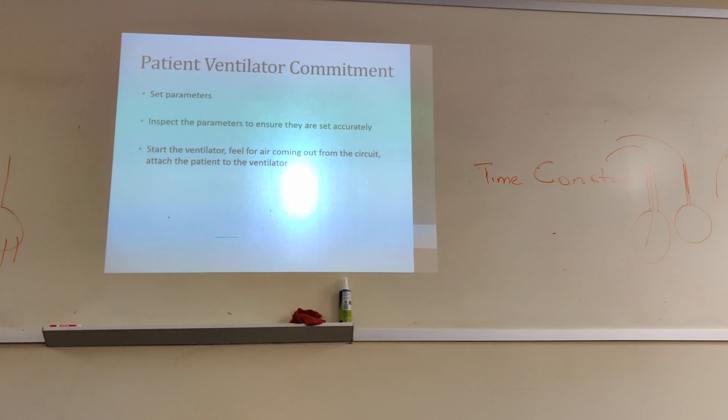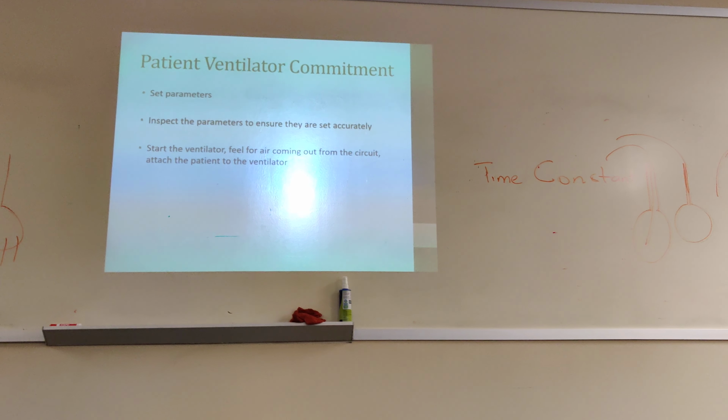Inspect the parameters to ensure that they are set accurately, okay? You want a PEEP of 5, well, you want to make sure that you set a PEEP of 5, not a PEEP of 50, okay? Because that will go into the patient's lungs. You want a tidal volume of 500, make sure you're not setting 5,000. All right? Because if you blow up somebody's lungs, they are not going to let you go free either.